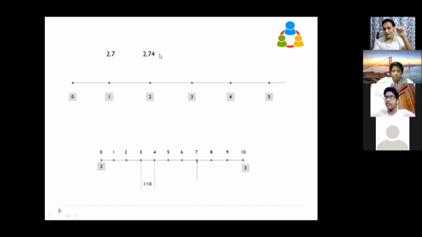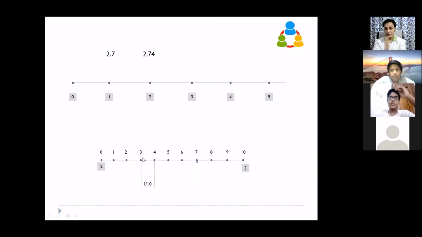The actual value is not here. This was an approximation. So the actual value you want to get means you are getting into the second position, which is 1 by 100. 1 by 100 means what? The whole between 2 and 3, you are dividing into 100 pieces.